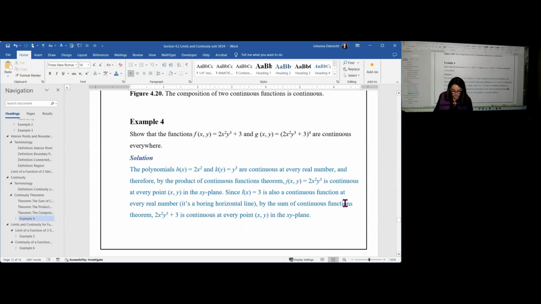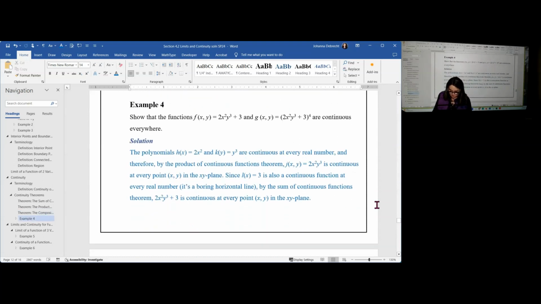Let's go ahead and take a look at example 4 now. In example 4, we want to show that the functions f of x and y given by 2x squared y cubed plus 3, and g as a function of both x and y given by 2x squared y cubed plus 3 quantity to the fourth, are continuous everywhere. So it's more of a word type proof than anything else.